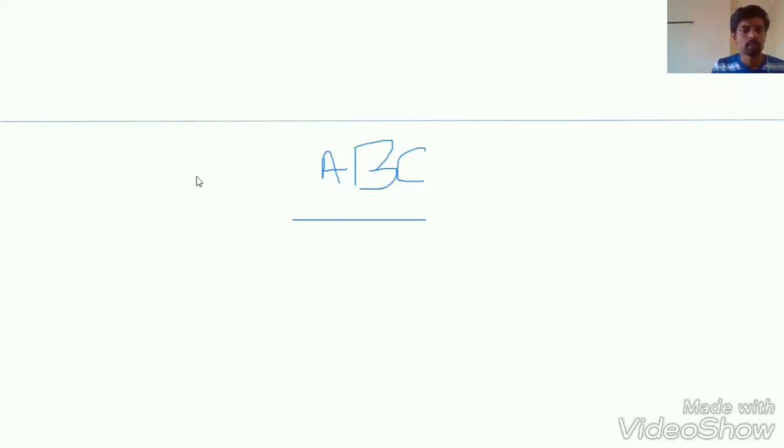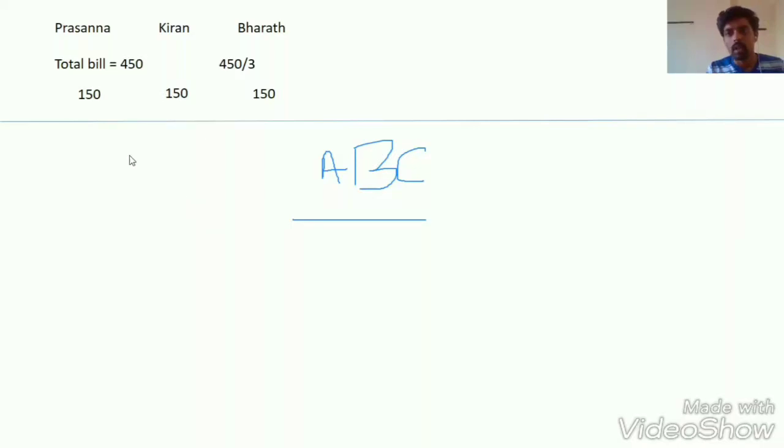Once, 2-3 months ago, me and two of my other friends had been to a hotel, and the total bill came up to 450 rupees. We did this simple math: 450 divided by 3 is 150 rupees. Each of us contributed 150 rupees and then we paid the bill. But I feel that's not the proper way to segregate the hotel bill. Why? Let's watch this clip, then I will explain why.